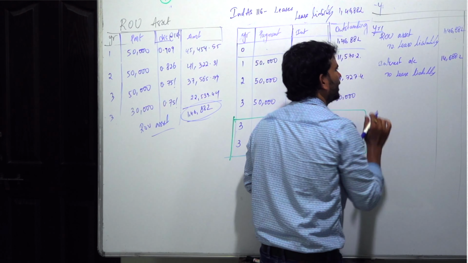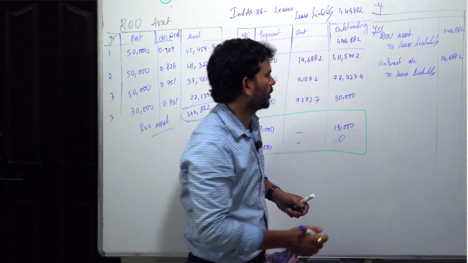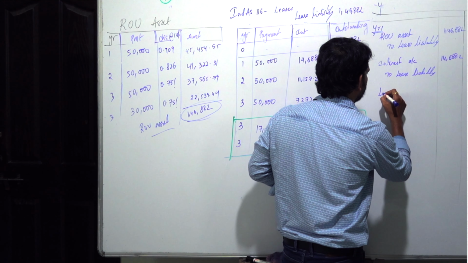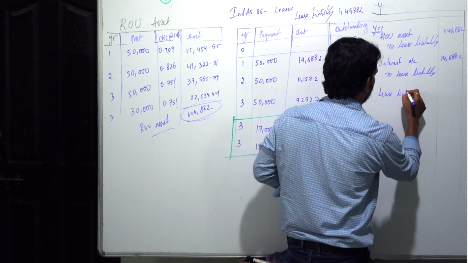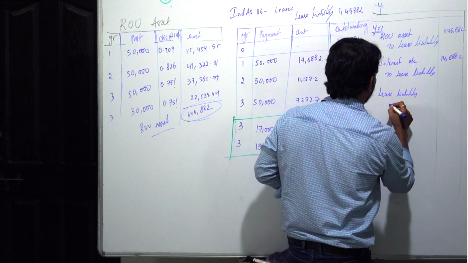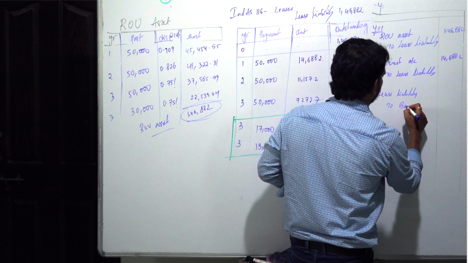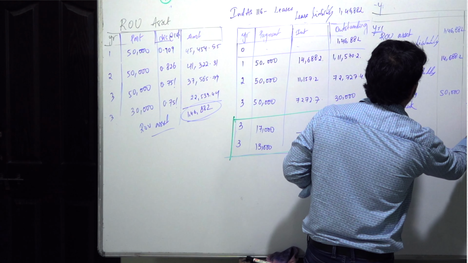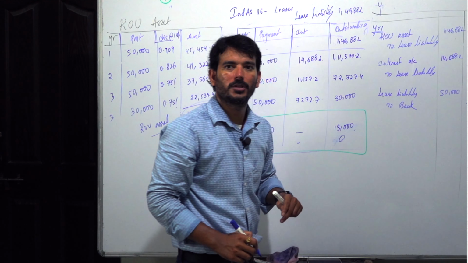14,688.2. So this is an interest unwinding, and then you will make the payment to him. How much payment will you make? 50,000 rupees. So that will be lease liability. The moment you make the payment, the lease liability will come down, because you are making the payment to the lessor. To bank, how much are you making? 50,000 rupees. This is the entry for the payment made to the lessor.